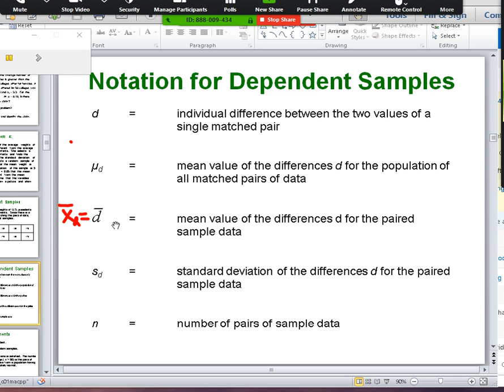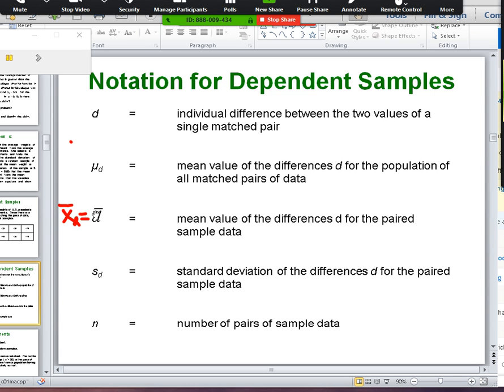X bar D. So you guys have it as D bar. You can also think of it as X bar D. It's your sample mean. It's your X bar, your sample mean of your differences though. So the sample mean of those little differences.